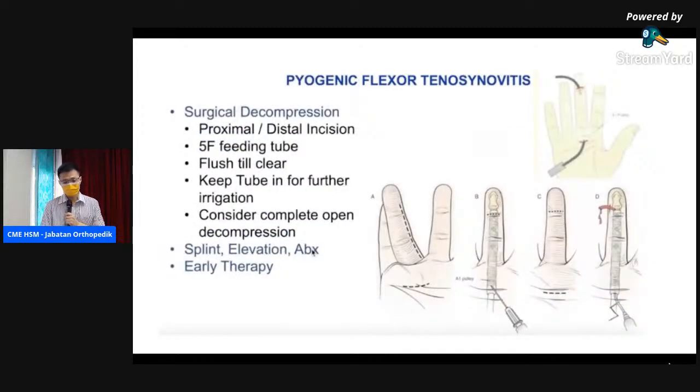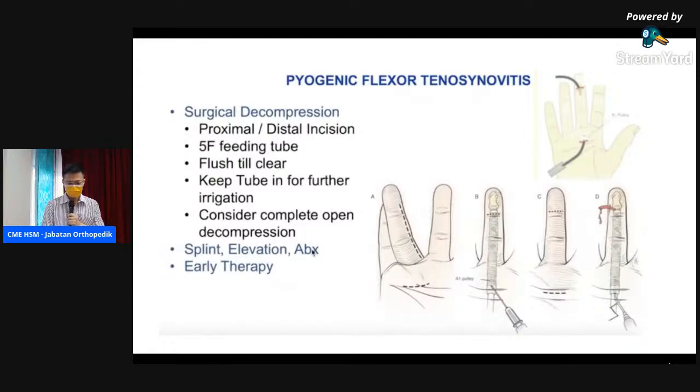There are a number of different ways that we can drain the infection. Proximal and distal incisions using a feeding tube, flushing it. This is not what I typically will do actually, because if the infection is very severe, then we need very thorough debridement of the infected synovium. So with very, very small incisions, draining it by flushing only applies, I think, to a very, very early infection, where you're very sure that you can clear the infection with these small incisions, which I am very doubtful of.